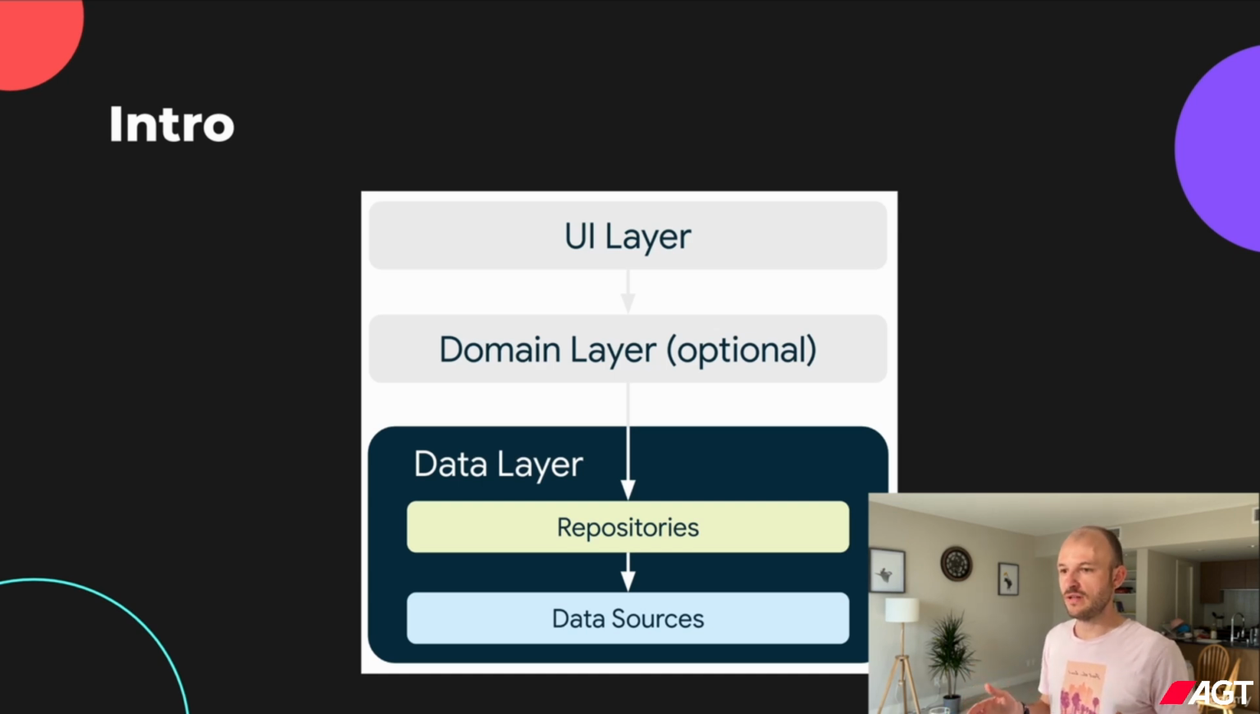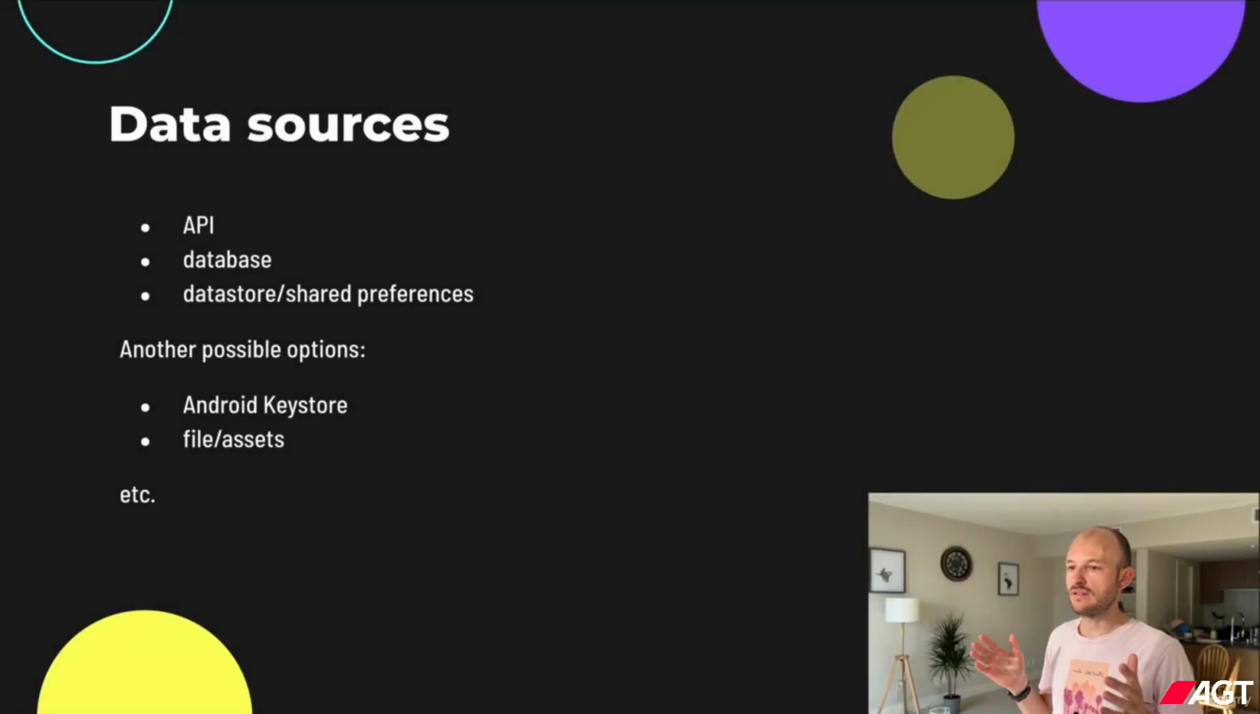And more specifically, the data is born in data sources. Here is an example of the data sources for the average Android application: API, database, data store or shared preferences. Other possible options: Android key store, file assets, and so on. Depending on application complexity, the list of the data sources may become pretty big. And the natural question is, how can one data source live alongside others and not clash with each other.